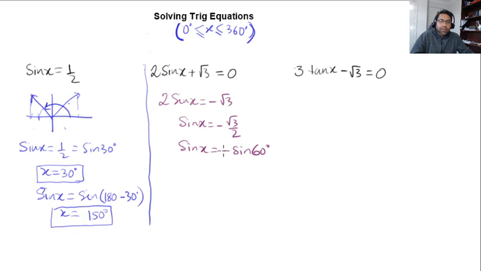Now you can see you have a minus here. You cannot just eliminate sine from both sides. That's what you did before. Because of the negative, we have to think about the quadrants where sine is negative. And as I said, sine is positive in the first two quadrants.